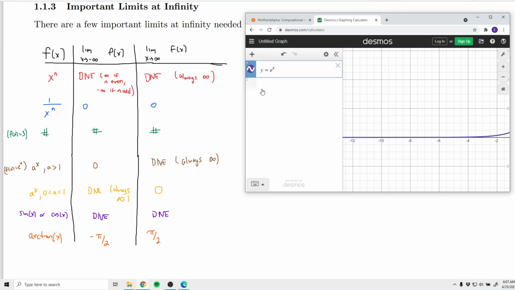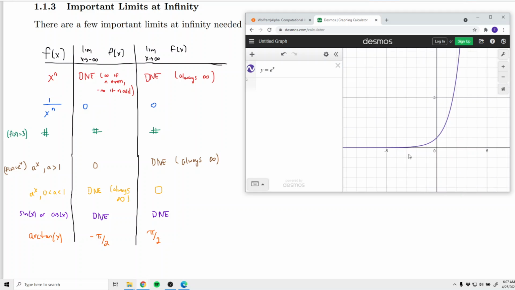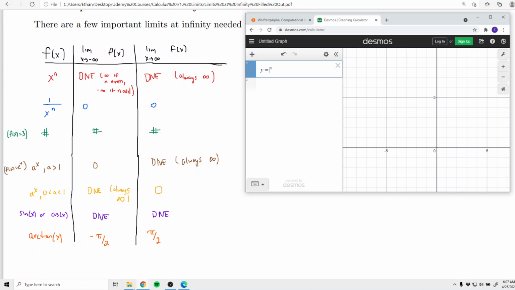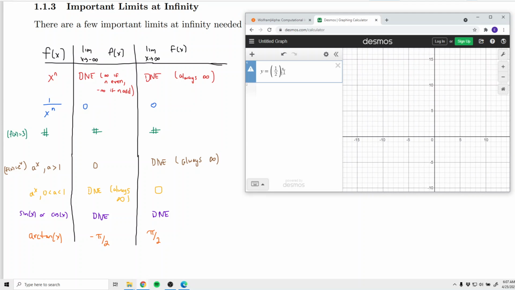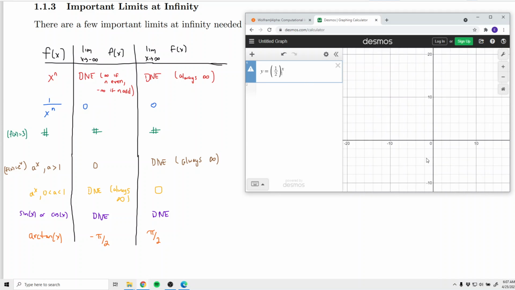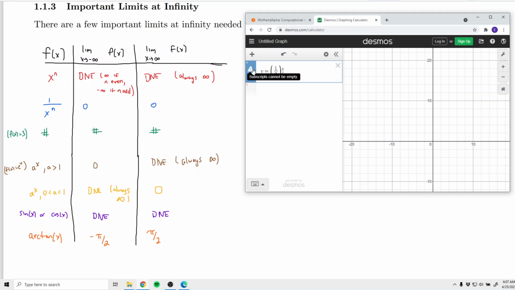Now, if the base is between 0 and 1, that's the exponential graph that's decreasing. And that's why it's going to be pretty much the opposite. I'm going to change this to 1/2, just to be between 0 and 1. Why is it giving me an error? Oh, it thinks I want a subscript there.